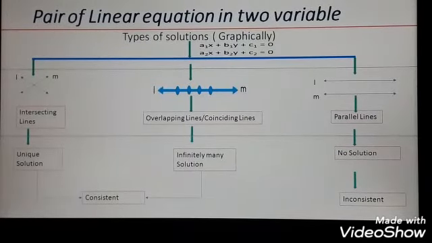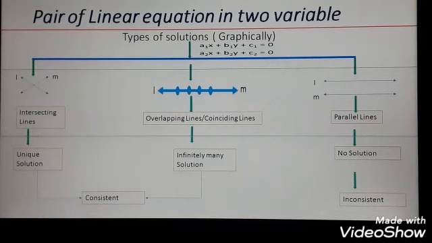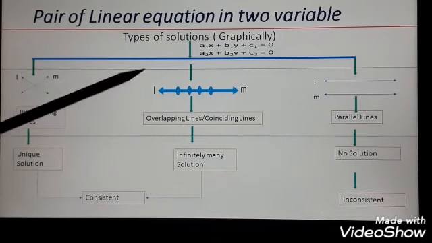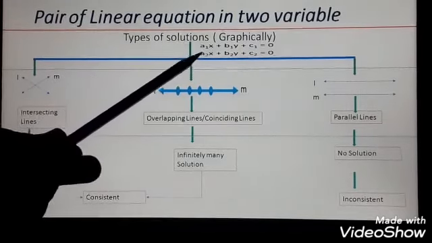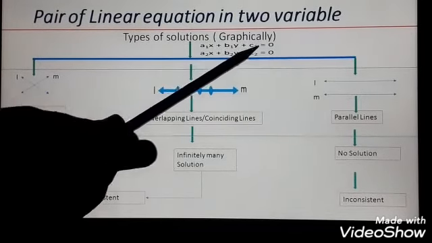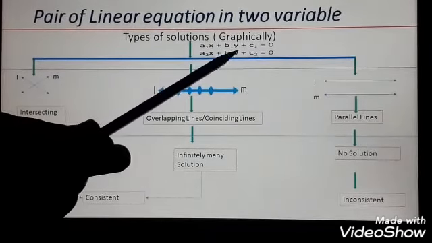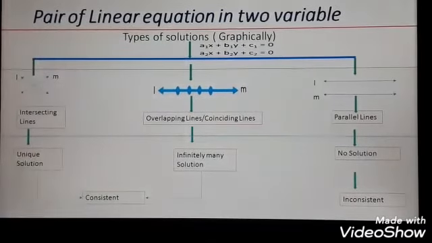Now in pair of linear equations, let's understand when we solve what type of solutions we'll get graphically. All of you are familiar with graph. When you are having one equation, you have one line. But when you're having two equations, you'll be having two lines. So we are studying pair of linear equations: a1x plus b1y plus c1 equal to 0, and a2x plus b2y plus c2 equal to 0.